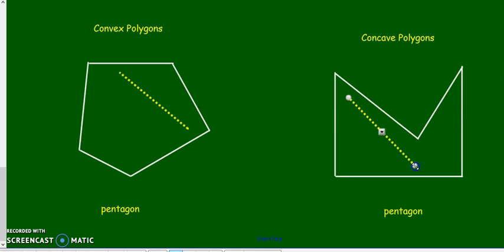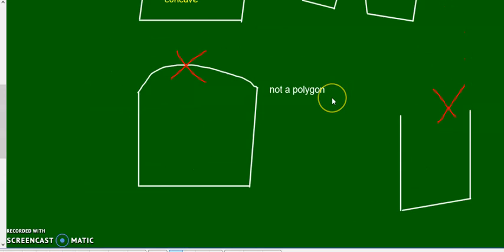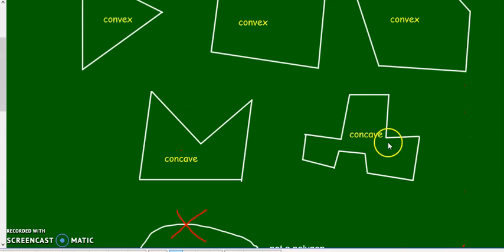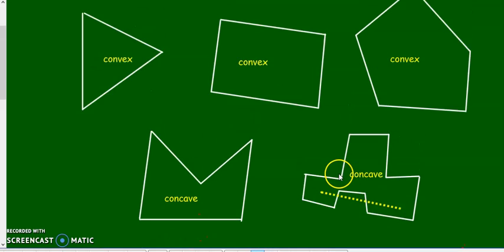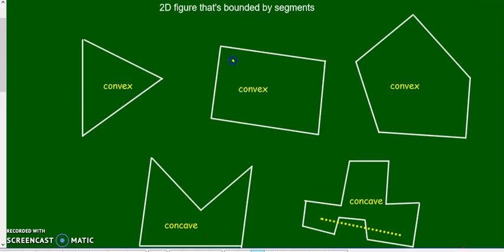Even though sometimes it can be inside, if there are at least 2 places where the string goes outside, it's concave. So if I go back over here, see this one here, concave, because if I'm standing there and your friend is standing there, the string is outside. Whereas these ones are all convex because the segment is always inside.